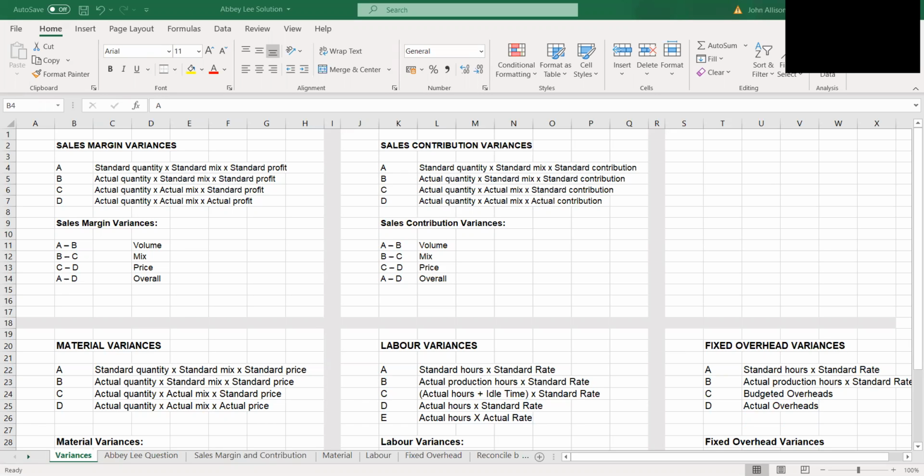So you should take some time to familiarise yourself with the layout of the question, and what each thing means. What we're asked to do in this activity is calculate the following variances: sales margin variance, contribution variance, material variances, labour variances and fixed overhead variances. So a whole whack of calculations coming down the track for us. Then we want to reconcile the budgeted profit to the actual profit using either absorption or marginal costing.